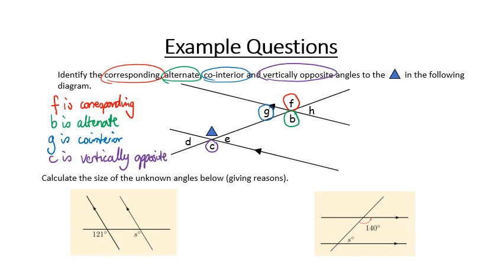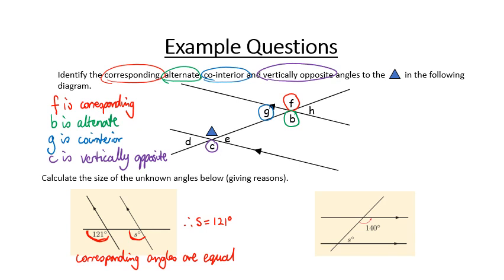Now the next question down the bottom says calculate the size of the unknown angles below, giving reasons. Now if we look at the S here, and the angle of 121, they're actually corresponding angles because they are in the same relative position, but on different points of intersection. And we know corresponding angles are equal. Therefore, S must equal 121 degrees.